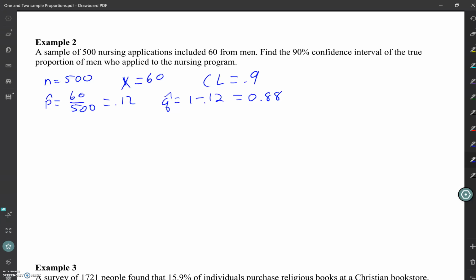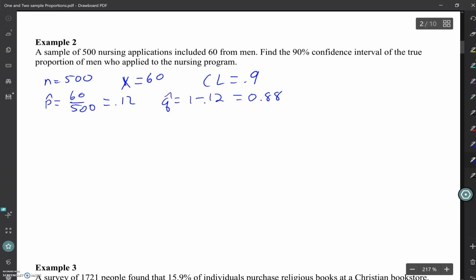All right, now I want to eventually start building the pieces for the interval. So we're going to need the standard deviation for this sample, which is the square root of p hat times q hat, so 0.12 times 0.88, and you divide it by n. So we'll divide it by 500. That's a part of what we need. So let's see what that gives us.